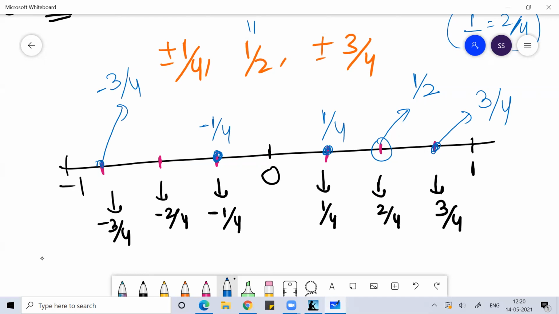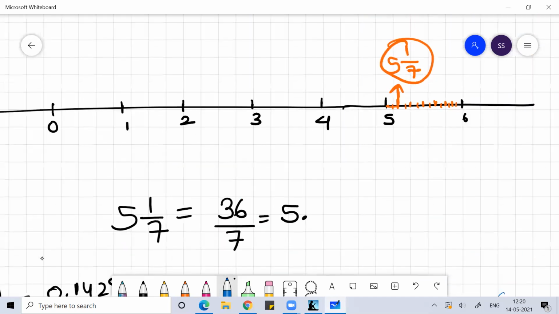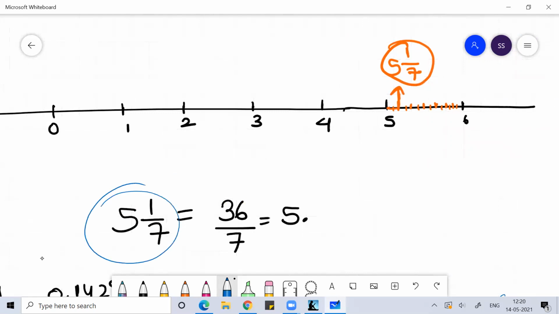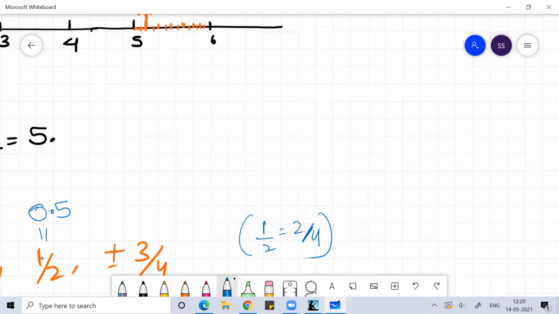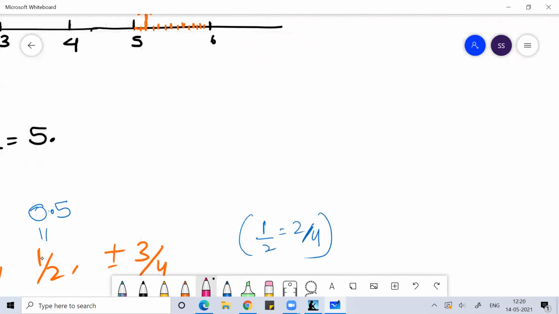Okay sir. Like the same thing I did here. When you ask me 5 1 by 7, between 5 and 6, 5 1 by 7 means what? Sir, can I try something? Yes, please tell. Sir, I wrote it as after 0, 1 by 7, then 2 by 7, 3 by 7.